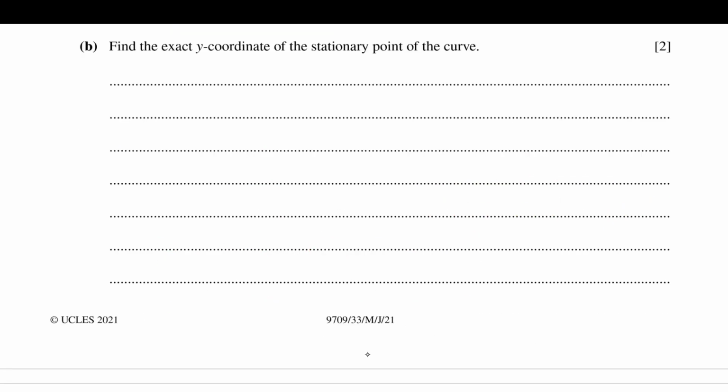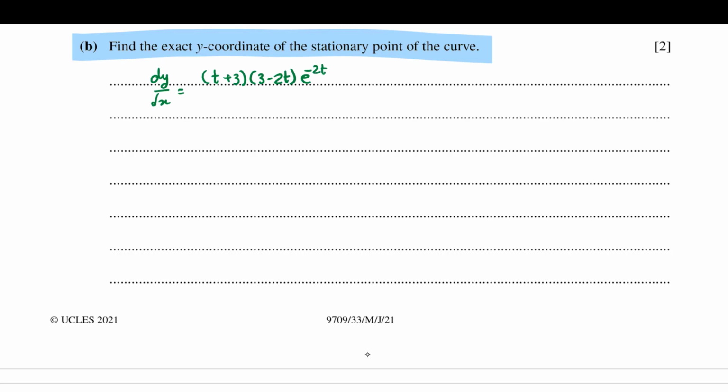And here's the b part. Find the exact y coordinate of the stationary point of the curve. Stationary point means dy over dx, that is the first derivative, is going to be 0, and from the first part we had dy over dx as t plus 2 into 3 minus 2t e to the power minus 2t over t plus 3.